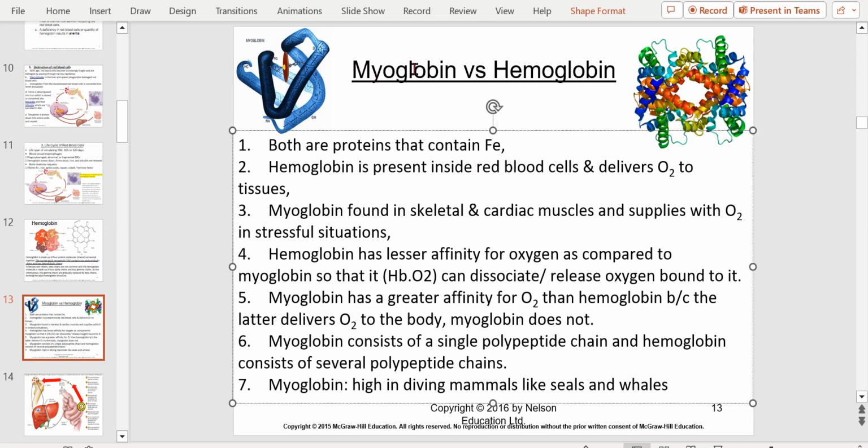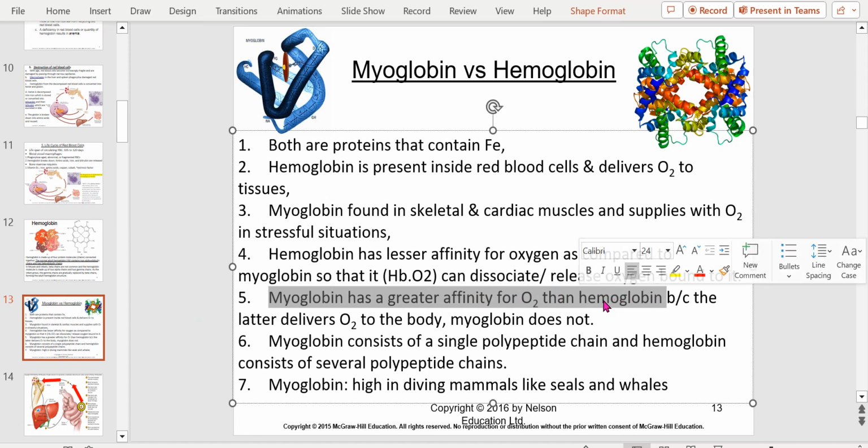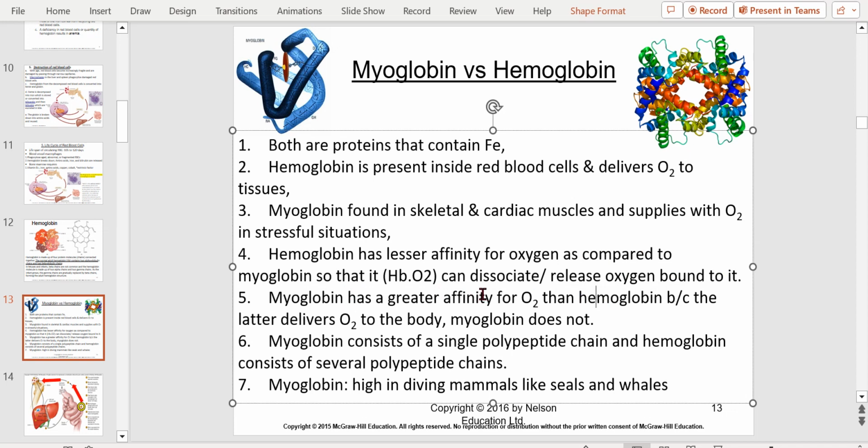We know that. One is in the muscles, one's for the blood. Hemoglobin is present inside RBC cells and delivers oxygen to tissues. Myoglobin is found in skeletal and cardiac muscle only, not smooth, and supplies O2 in stressful situations. Hemoglobin has less affinity for oxygen as compared to myoglobin. So you think about that. You breathe oxygen into your lungs, the oxygen then jumps into your blood, and that blood carrying the oxygen travels all the way to your muscle. And then how does that oxygen leave the hemoglobin and jump onto the myoglobin? That's because the myoglobin has a higher affinity. Myoglobin has a greater affinity for oxygen than hemoglobin, so therefore it will jump and stay on the myoglobin rather than the hemoglobin. Hopefully that makes sense.